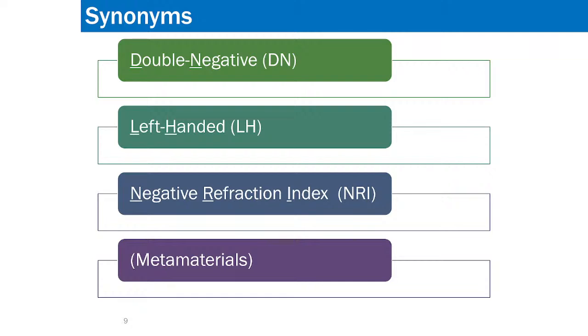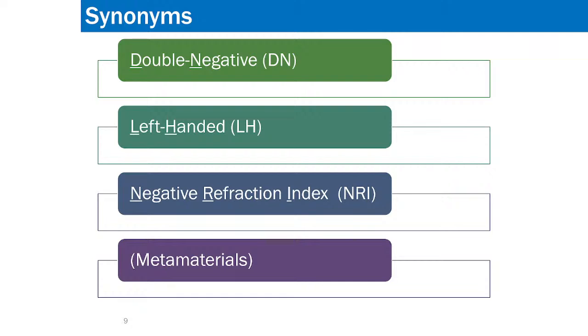Then these are also called negative refractive index material. We have seen that if mu and epsilon both are negative, then the refractive index is negative, because n is equal to c by Vp. From that we get Vp being negative, so it is a negative refractive index material.